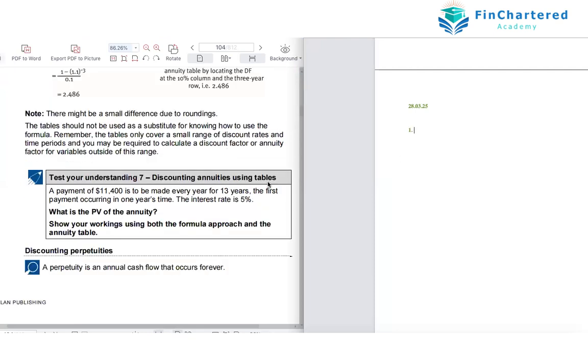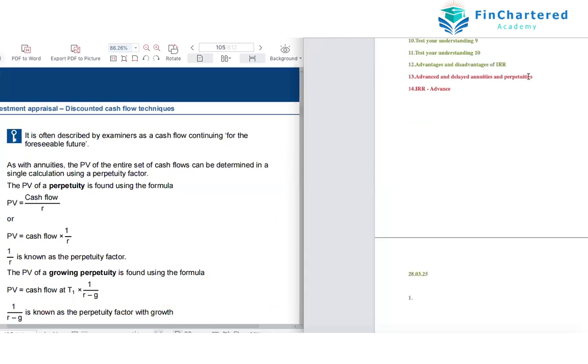Okay, so now it's 2:10, and today we're going to look at advanced and delayed annuities and perpetuities. We all know, for the sake of those who are not there, an annuity is a fixed amount that you get every year for a fixed number of years. This is what an annuity is.